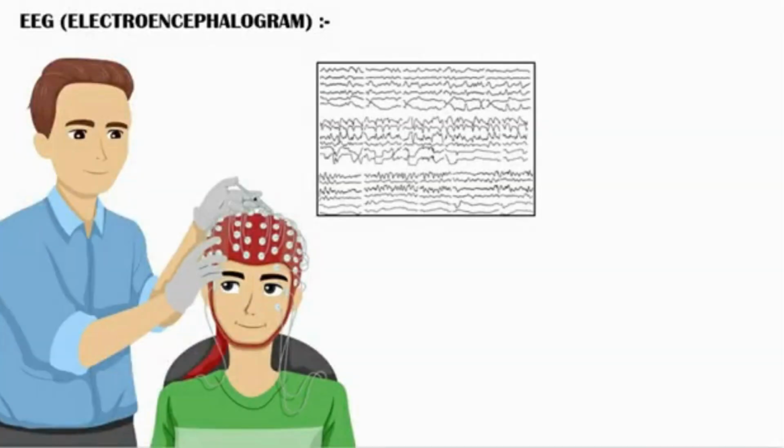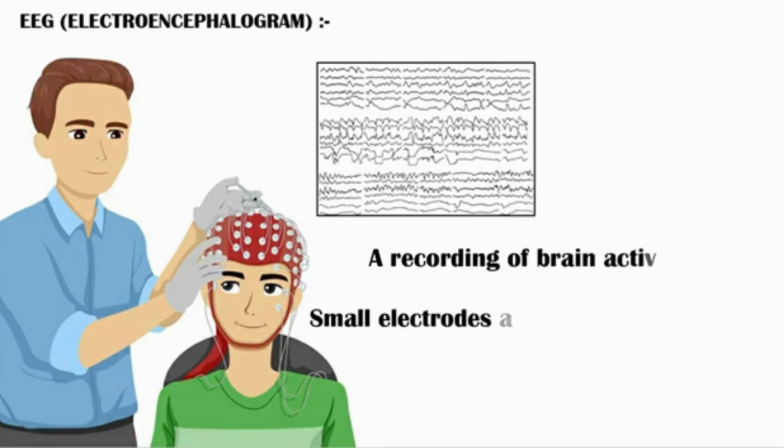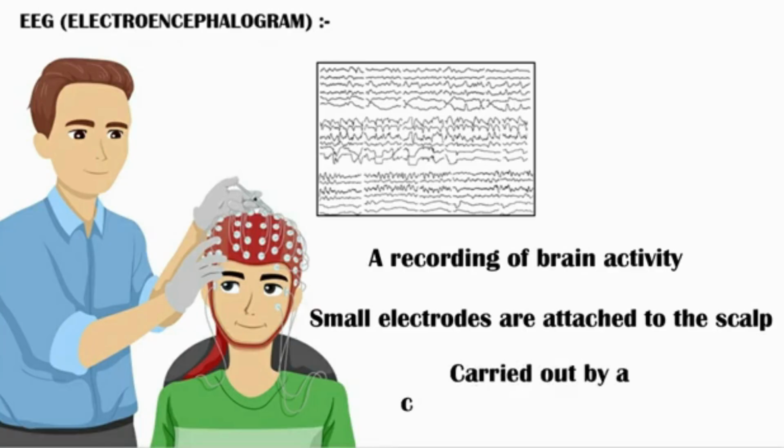An electroencephalogram, or EEG, is a recording of brain activity. During the test, small electrodes are attached to the scalp to pick up electrical signals from the brain. These signals show up as wavy lines on an EEG recording. This procedure is usually carried out by a highly trained specialist called a clinical neurophysiologist.